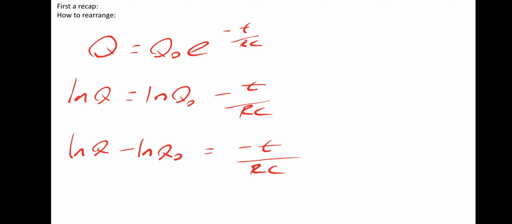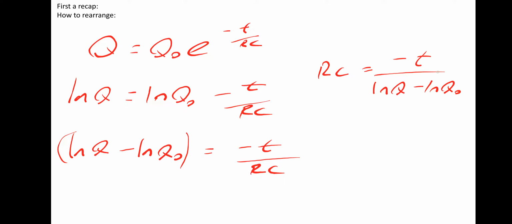Now it is perfectly viable to just keep this as one thing, and RC would be minus t divided by log Q minus log Q naught. That's fine. You can do that. RC is equal to minus t divided by log Q minus log Q naught. That's okay.